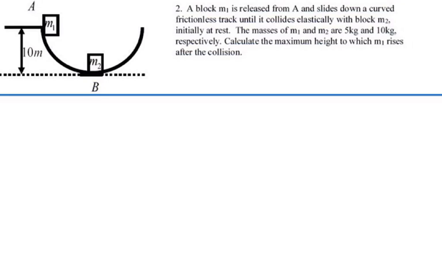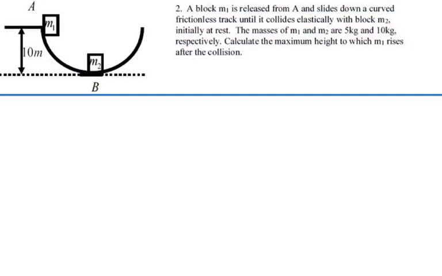Here's sample test problem number 2. Block M1 is released from rest from A and slides on a curved frictionless track until it collides elastically with block M2, also initially at rest. The masses of M1 and M2 are 5 kilograms and 10 kilograms respectively. Calculate the maximum height to which M1 rises after the collision.